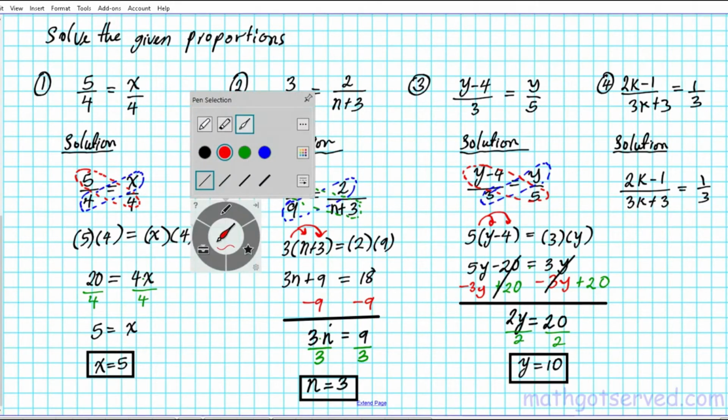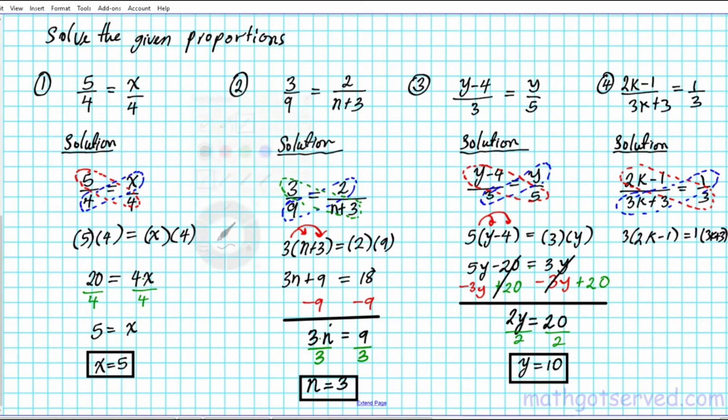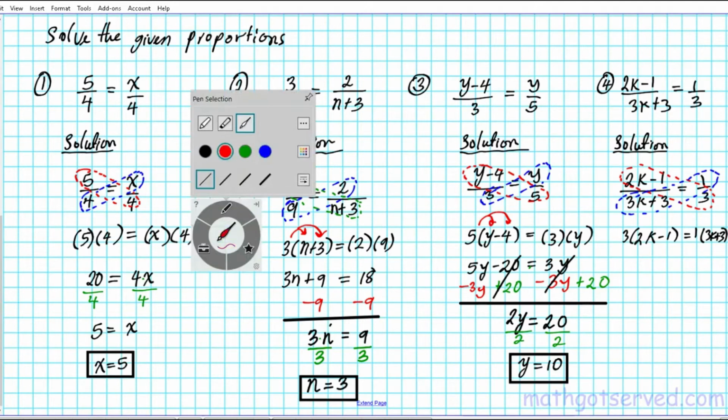So we're going to multiply the numerator on the left with the denominator on the right. And then we're going to multiply the denominator on the left with the numerator on the right. There goes our nice little star there. We multiply, and we have 3 times the quantity 2k minus 1 is equal to 1 times 3k plus 3. On the left side, we are distributing the 3 to these two terms here. We carry out the distribution, which yields 6k minus 3. And on the right side, 3k plus 3.